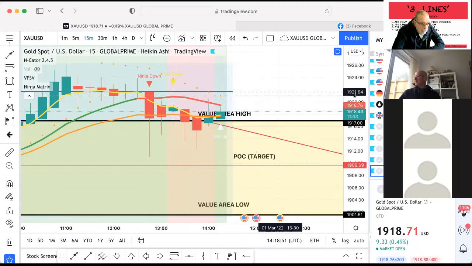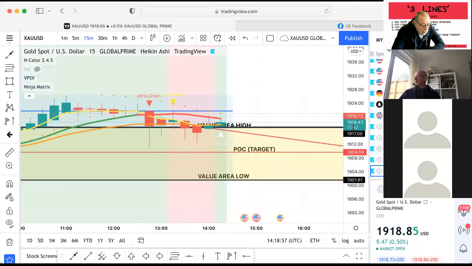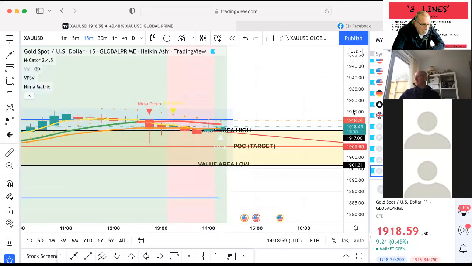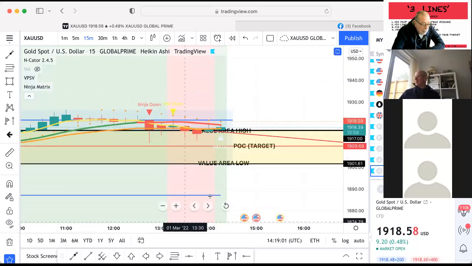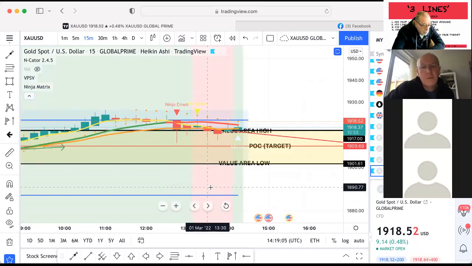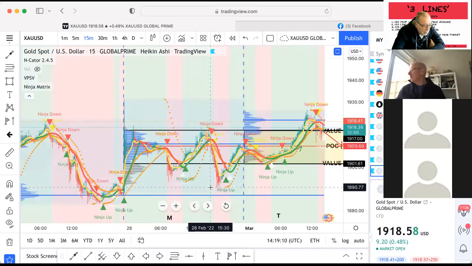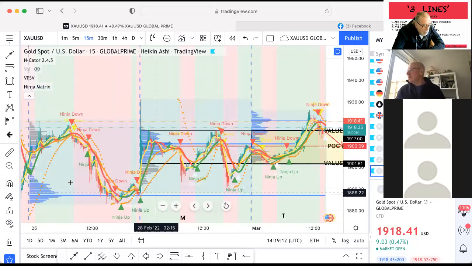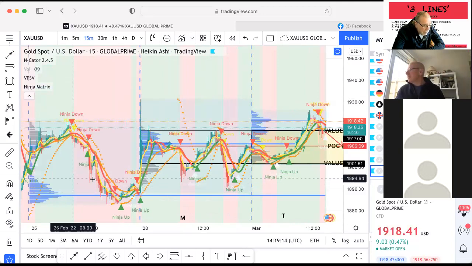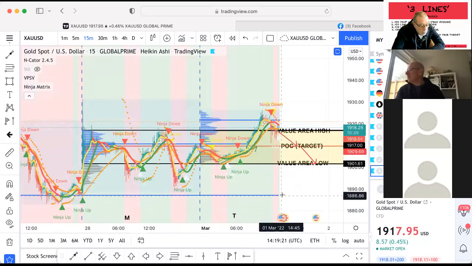Before I leave, I shall just show you something else. Oh, there's another outstanding POC. Let's go back to where that came from. I think it came from the day before. Yes, it came from Friday. That was Friday. This is Monday, and we're currently on Tuesday. So Friday's point of control still needs to be taken out.